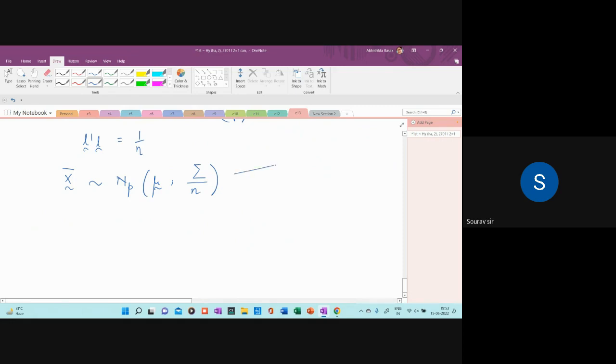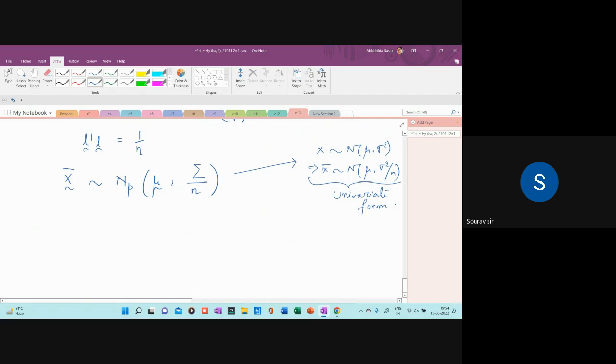And what is the univariate form of this? If x follows normal mu sigma square, that implies x bar follows normal mu comma sigma square by n. This is the univariate form, and this is the multivariate form of this particular result, right?